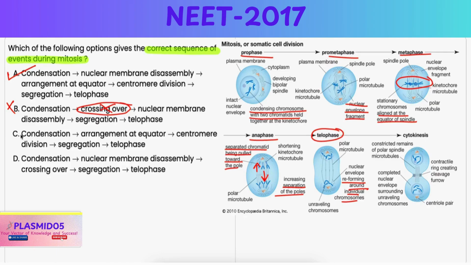Option C is incorrect because this omits the step of nuclear membrane disassembly, which is very essential for spindle attachment to chromosomes. Now, option D is also incorrect because again, crossing over does not occur in mitosis.